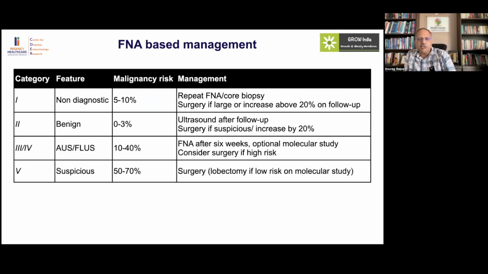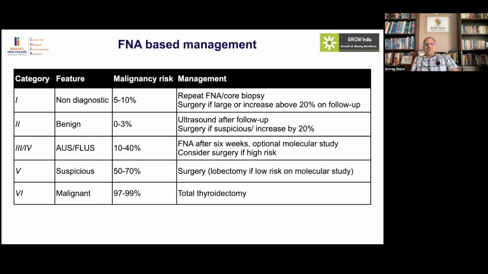Category 5 is suspicious, a high rate of malignancy, consider surgery. And if you do a molecular study, which is reasonably fine, then you can go ahead with a lobectomy in that regard. If you have category 6, which is clearly a malignant lesion, with a very high risk of malignancy, you should go ahead with a total thyroidectomy.